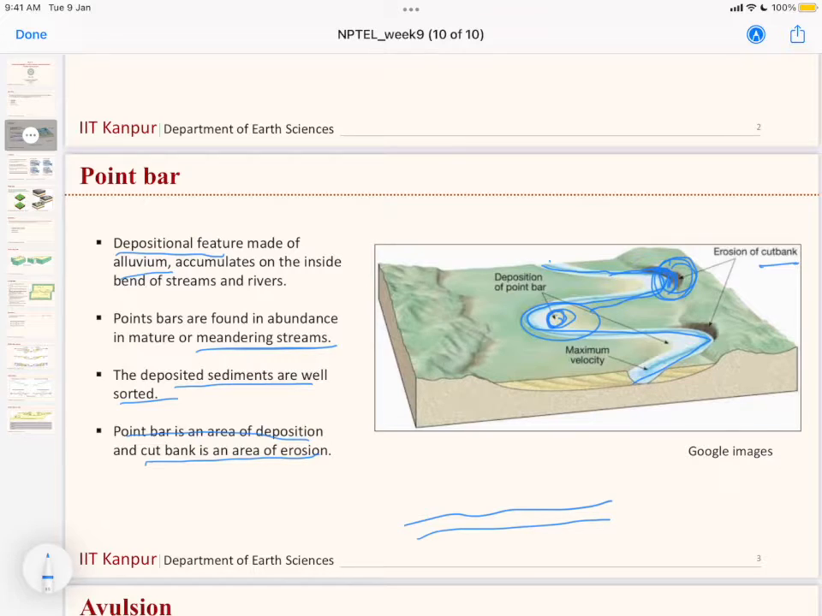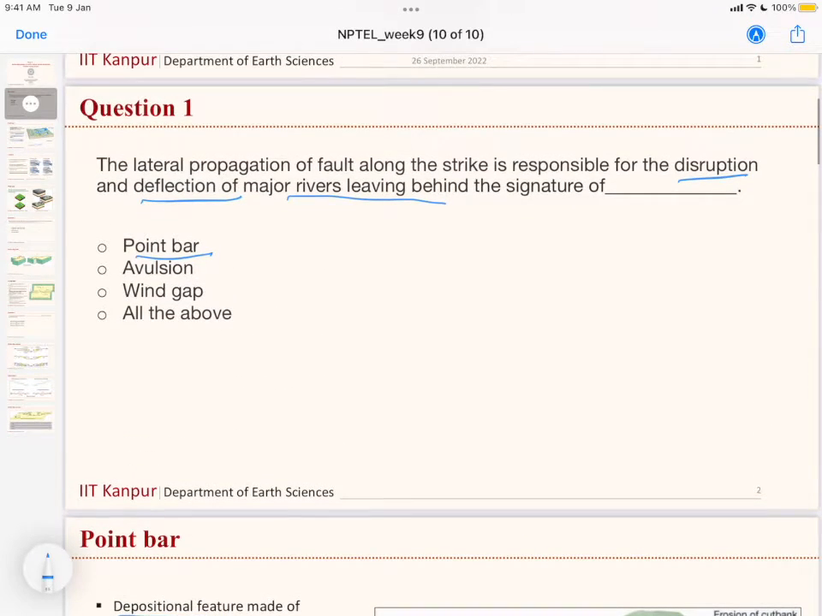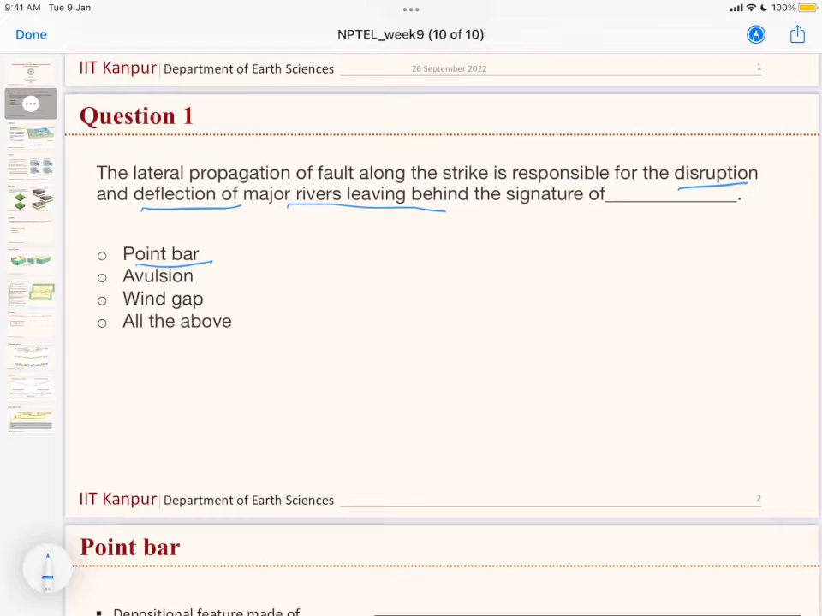I think we were just discussing the first question, so let me show the question to give you a brief about what we were discussing. The question was: the lateral propagation of fault along the strike is responsible for the disruption and deflection of the major river, leaving behind the signature of dash. Here we are trying to identify the landform that is happening due to the lateral propagation of the fault and its impact on the river path or the stream path.